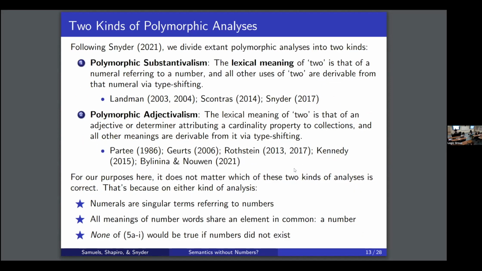We can divide extant views into two kinds of polymorphic analyses. The first we call polymorphic substantivalism. That's the view that the lexical meaning of a number word is that of a numeral, so a name of a number, and all other meanings that number words can take on are derivable from that numeral via type shift. Polymorphic adjectivalism, on the other hand, says that the lexical meaning of two is either that of an adjective or determiner, and all of the other meanings are derivable from it, again, via type shifting.